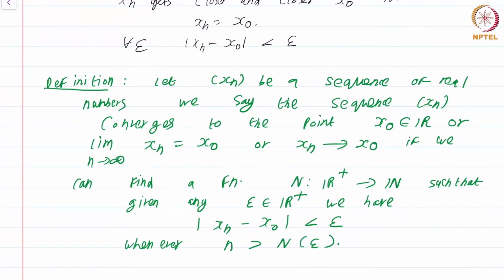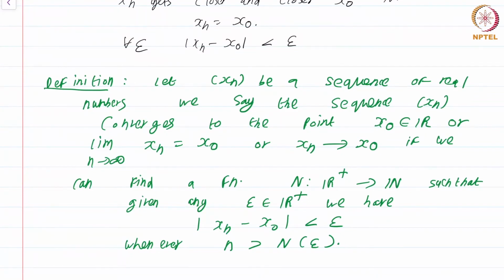If somebody gives you an epsilon, this epsilon is supposed to be the level of desired approximation, or you can think of it as the least count of the scale. This N of epsilon is supposed to be the point in the sequence beyond which the terms of the sequence satisfy this desired level of approximation. That means, given any epsilon, if I choose n greater than N of epsilon, the absolute value of xn minus x0 must be less than epsilon. Note, this must not be true just for n equal to N of epsilon. It should be true for all natural numbers greater than N of epsilon.